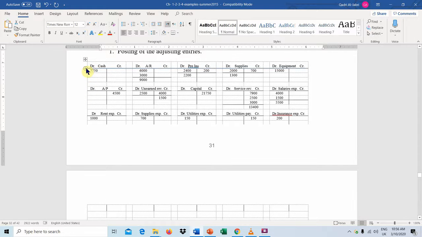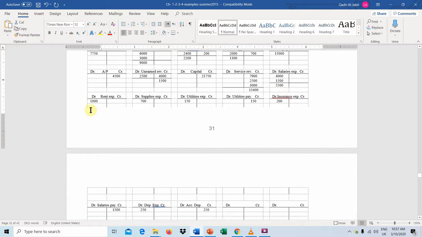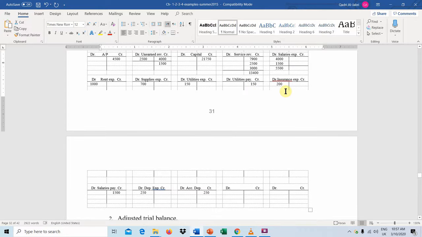Cash, as you can see, we have cash balance of 7,750, account receivable balance 9,000, prepaid insurance balance 2,200 debit, supplies debit 1,300, equipment debit 15,000, account payable credit 4,500, unearned revenue credit 1,500, capital credit 21,750, service revenue credit 13,400, salaries expense debit 5,500, rent expense debit 1,000, supplies expense debit 700, utilities expense debit 150, utilities payable credit 150, insurance expense debit 200, salaries payable credit 1,500, depreciation expense debit 250, accumulated depreciation credit 250.